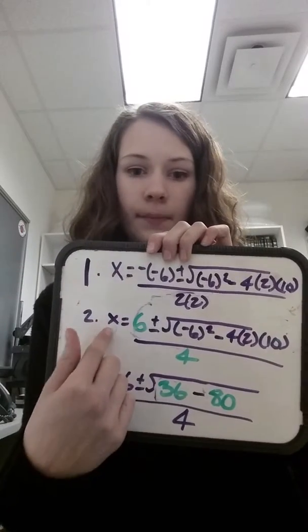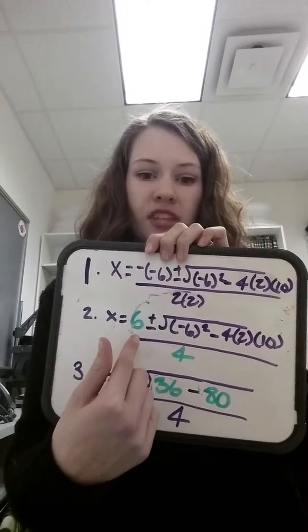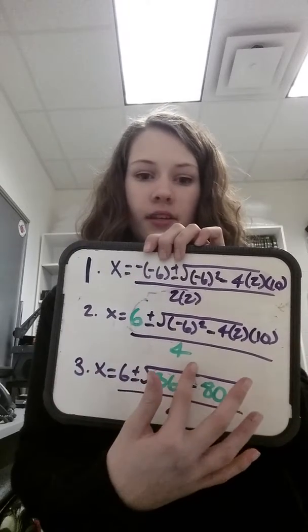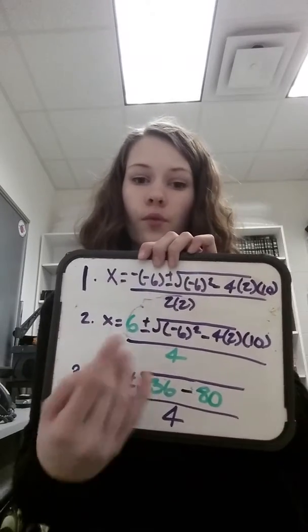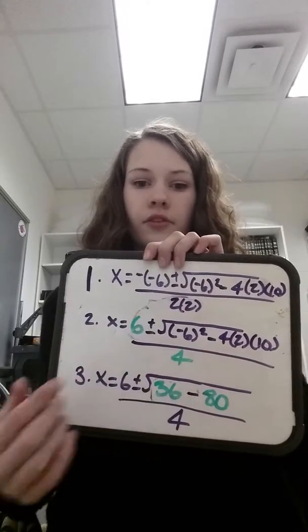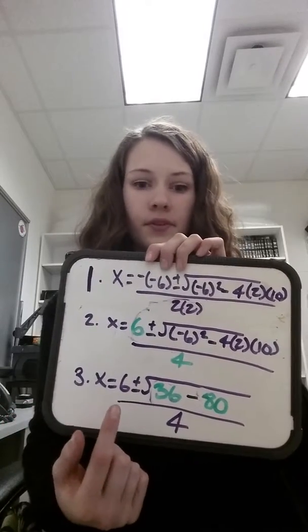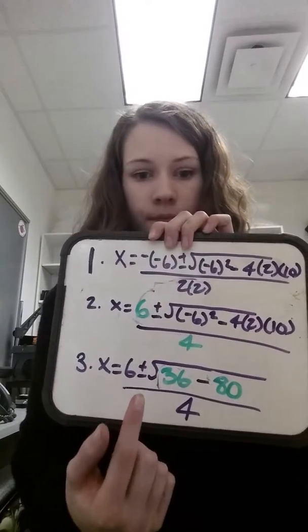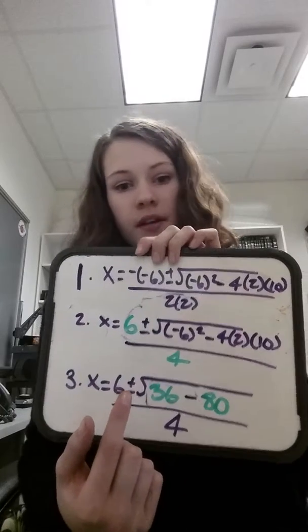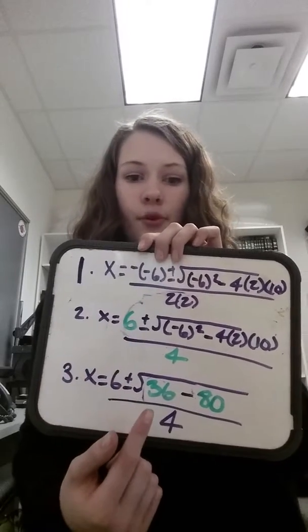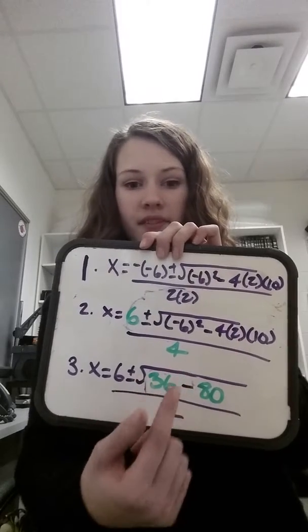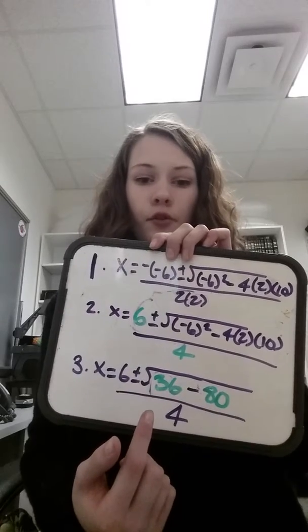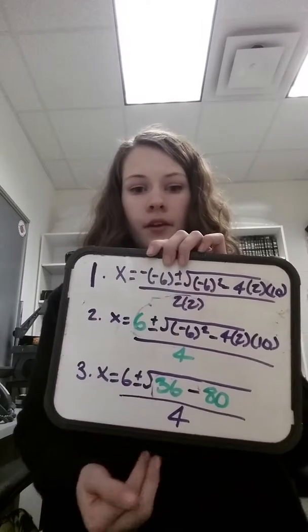So we did -(-6), which is just 6. So we have that. And then 2 times 2 on the bottom is 4. And so next, we're going to do the one inside of the square root. So x equals 6 plus or minus the square root. And so if you do (-6) squared with parentheses, you get 36. And 4 times 2 times 10 is 80. So you get 6 plus or minus the square root of 36 minus 80, over 4 for now.